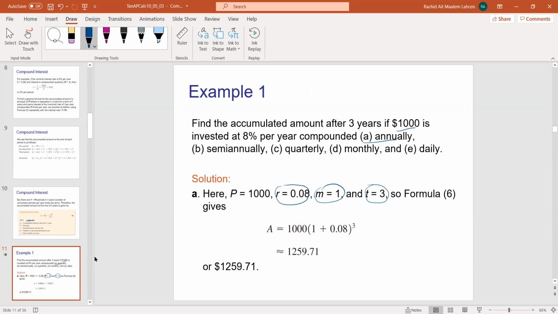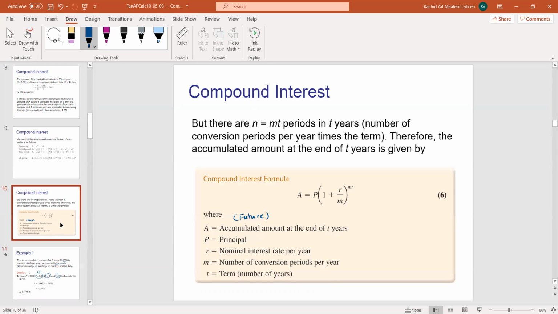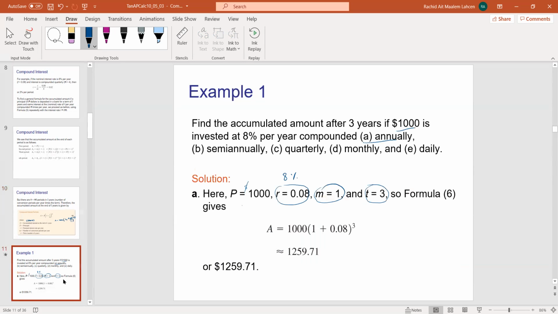This is 8%. So you switch it. This is $1,000. And if we use, remember that formula, you can do it this way, or you can just set up this formula, and M is 1, right? So A is 1,000 times (1 plus 0.08 over 1) to the power of M times 3, which is 1 times 3. So something like this, right?